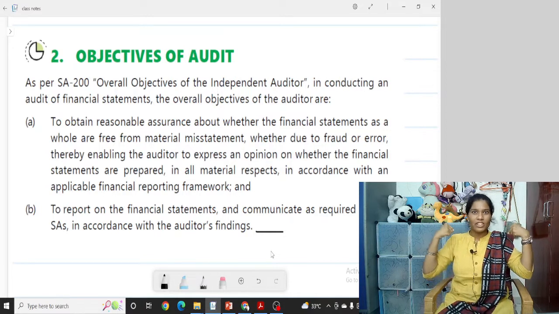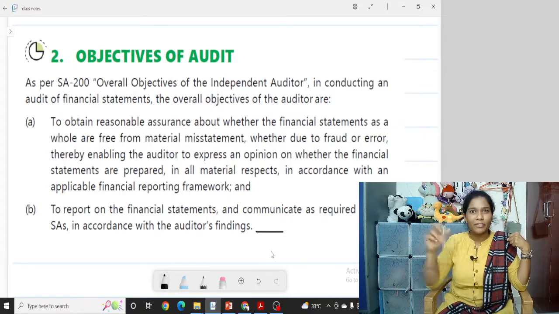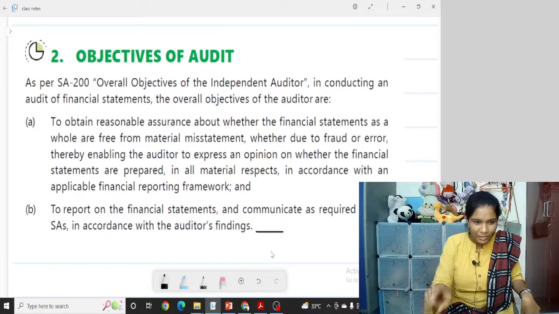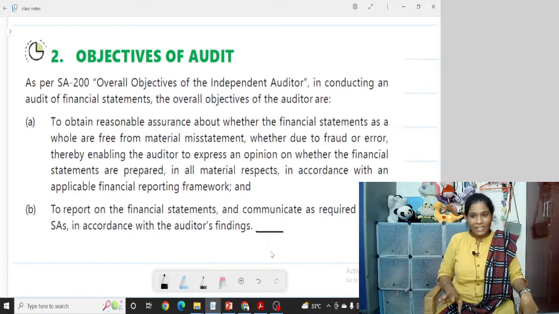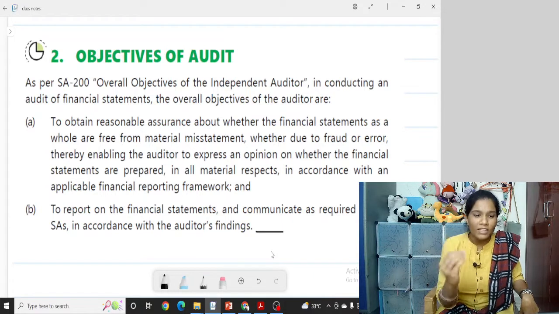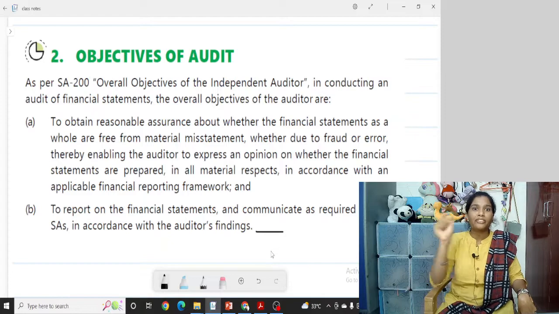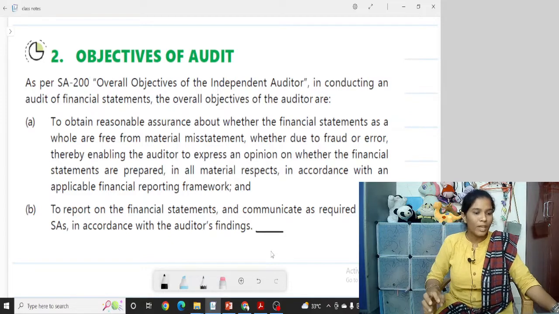Okay, reasonable assurance, I've got that. It is free from material misstatement, whether by fraud or error, thereby enabling me to express an opinion on whether the financial statements are prepared in all the material aspects in accordance with the applicable financial reporting framework. We call it applicable FRF, financial reporting framework. And second, he has to report it and communicate it as required with the standards on auditing. This is what is called the objectives of audit.